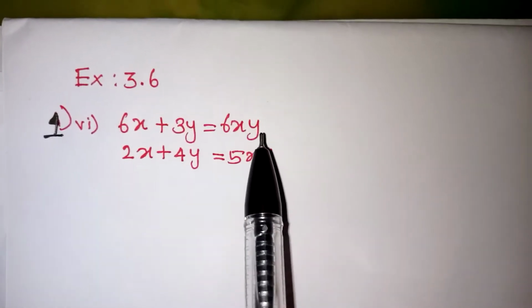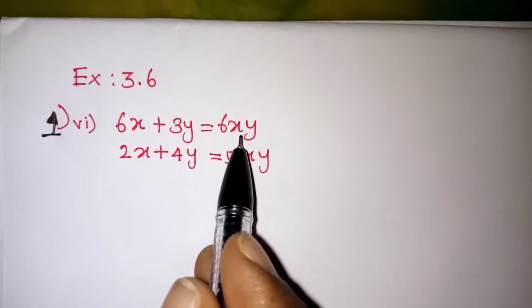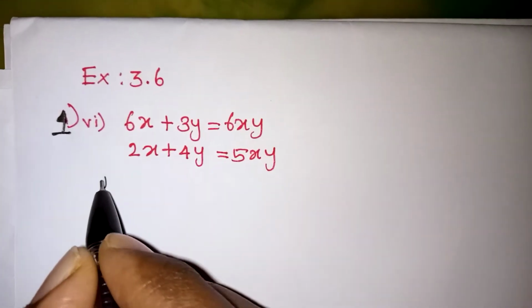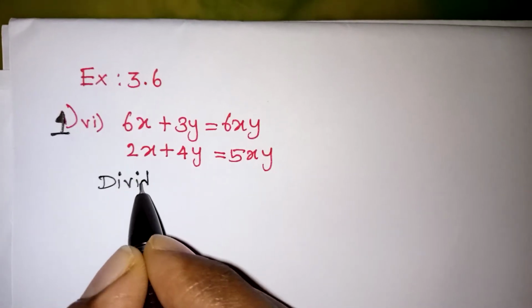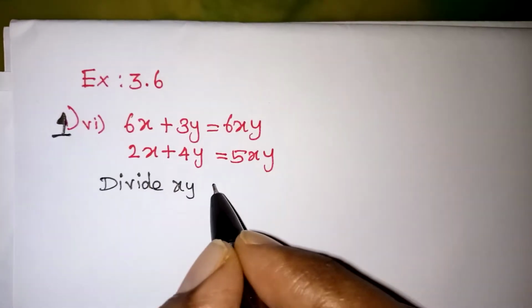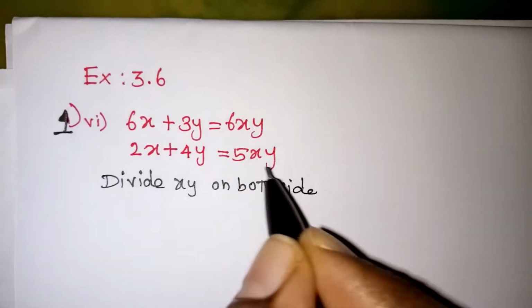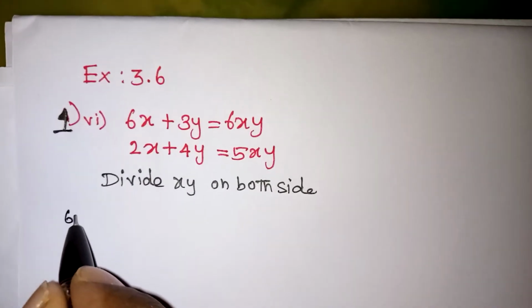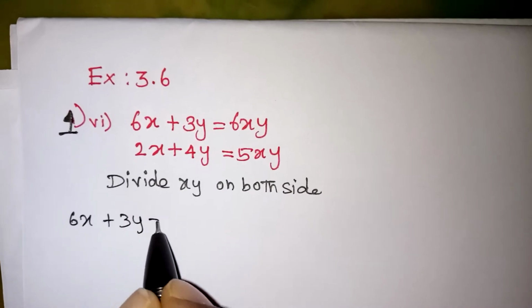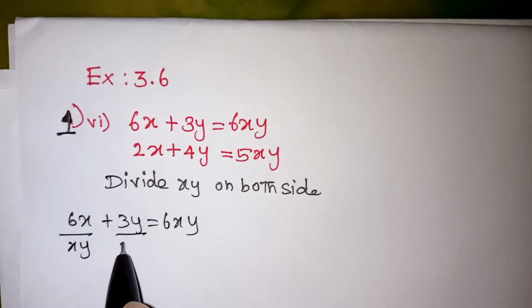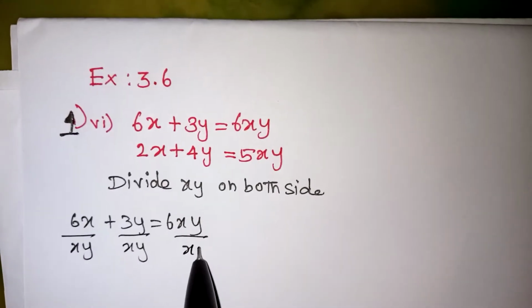So for that what we should do is we have to divide this xy, then it will get cancelled. So what we are going to do is divide xy on both sides. So that is our first step. First equation, that is our 6x plus 3y which is equal to 6xy. I am going to divide it by xy on both sides.